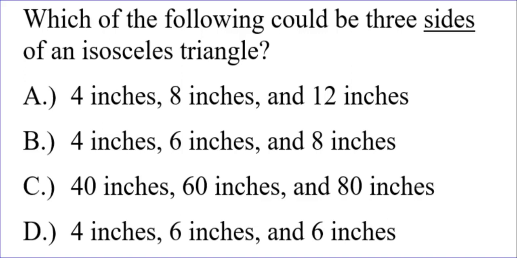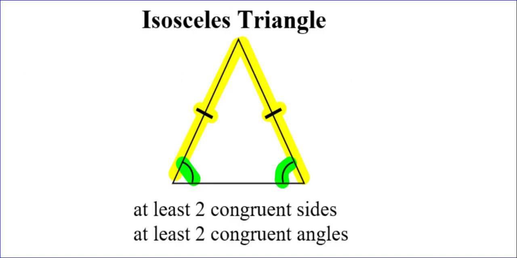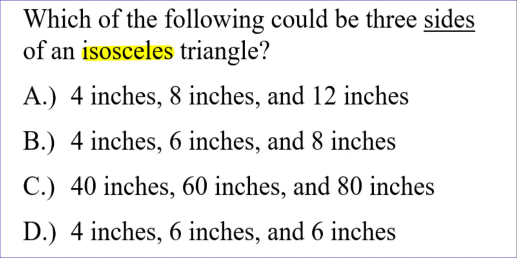All right, let's start with this question. Which of the following could be three sides of an isosceles triangle? If you're not sure, feel free to hit pause on this video. Well, based on the fact that we have to have at least two congruent sides, we can see that choice D is the only one that had two congruent sides, 6 inches and another side that is 6 inches. Choice D is the correct answer for an isosceles triangle's three sides.